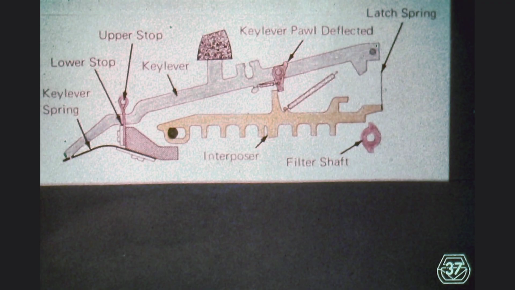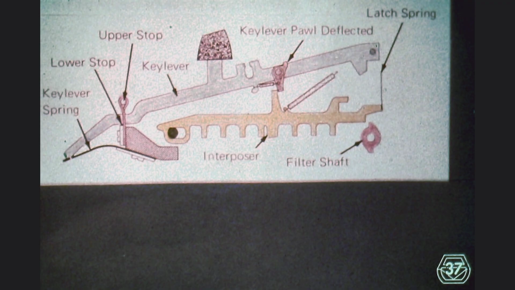What happens in such instances is shown quite clearly in this drawing. The keylever pawl is temporarily rotated out of the way of the restoring interposer. Only after the operator has allowed the keylever to be restored by the keylever spring can the deflected keylever pawl reset itself above the upper lug of the interposer. The spring which restores the keylever pawl on your machine may well be a leaf spring placed on top of the keylever, instead of the small coil spring shown here.